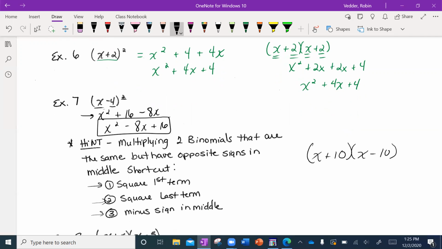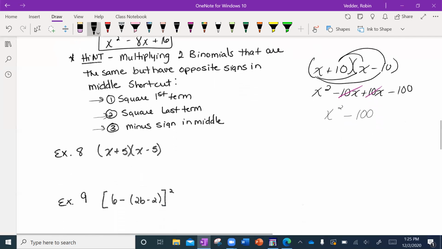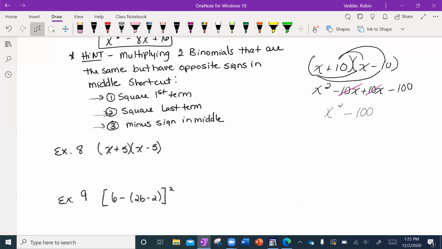So what's going to happen is when you FOIL this out, let's go ahead and do it. X times x is x squared. X times negative 10 is negative 10x. 10 times x is 10x. And 10 times negative 10 is negative 100. What happens when you have the difference of squares is your two middle terms will always cancel each other out because they're always going to be the opposite of each other. And you're just going to be left with the first term squared minus the last term squared. So it's just a little shortcut where you don't have to actually FOIL it out.